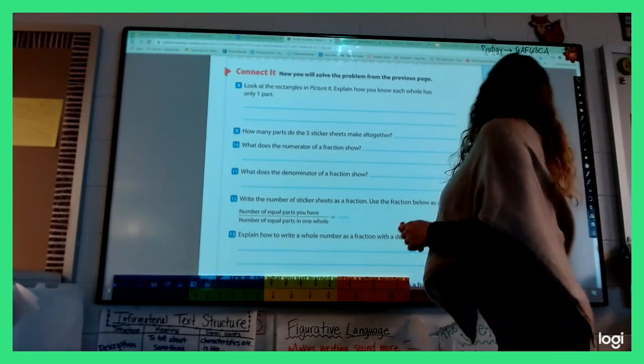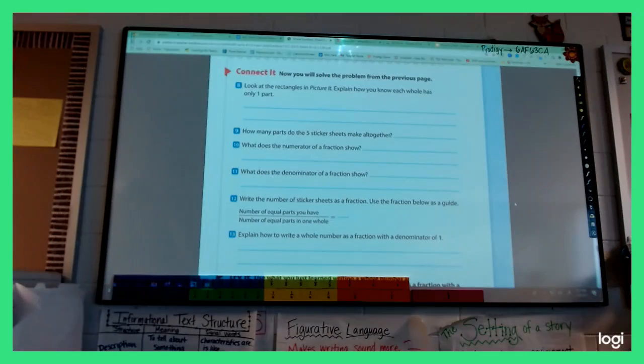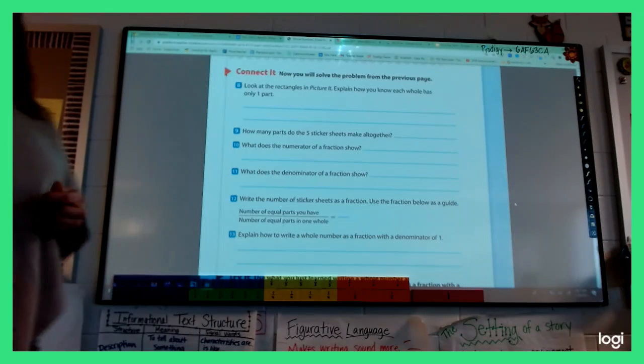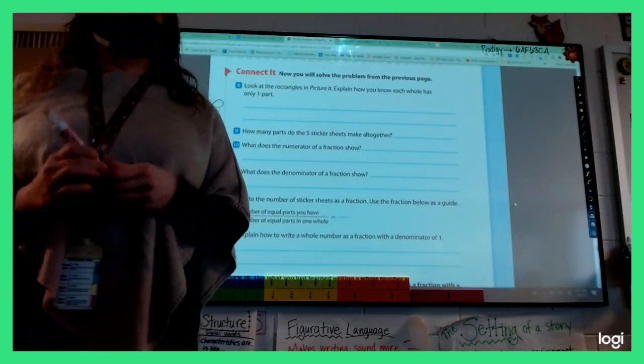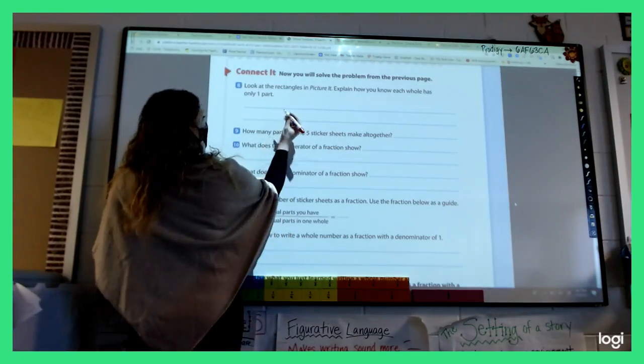Okay. So I don't have the picture up here anymore. Is it the rectangle pictures? Or the squares? Those are rectangles. Okay. So look at those rectangles. Your eyeball should be on 168. Explain how you knew each whole had only one part. How did we know the rectangle denominator was 1? Josiah? Because the shapes are not split up into pieces. Yeah, the shapes weren't split into equal parts, right? So that's number 8. Go ahead, write with me.